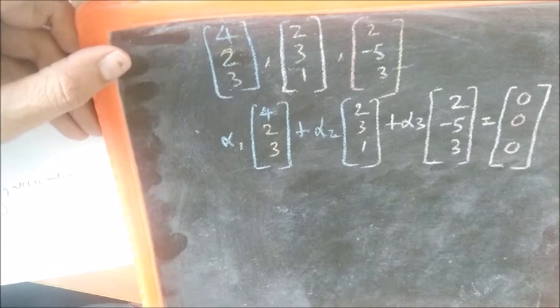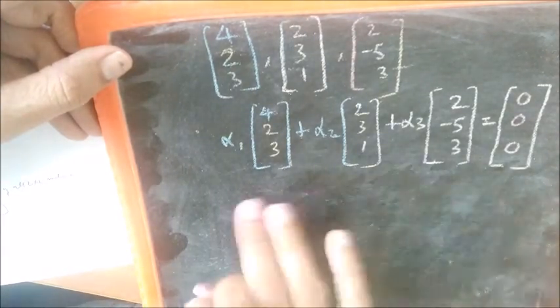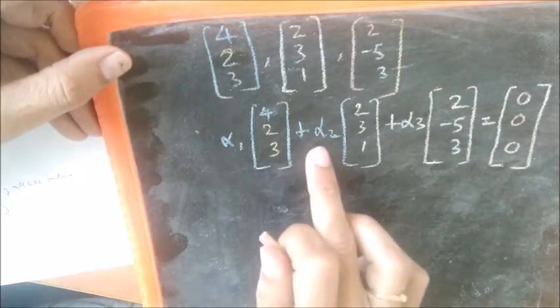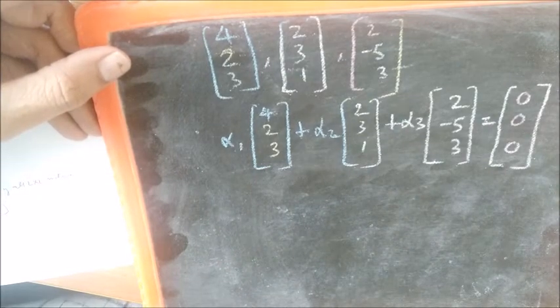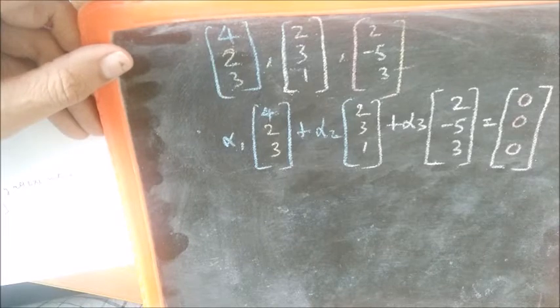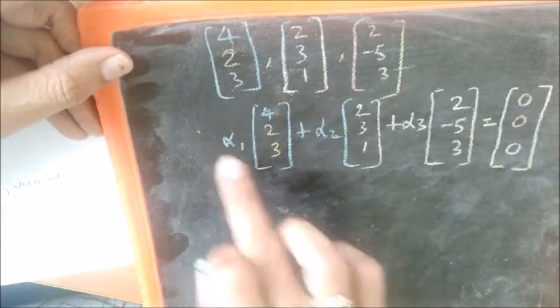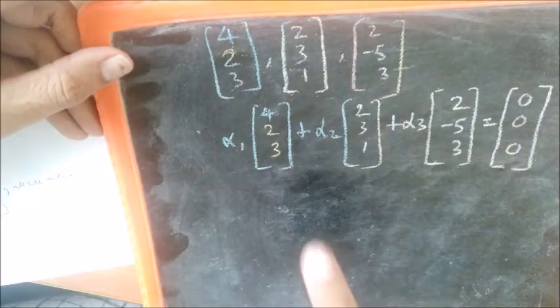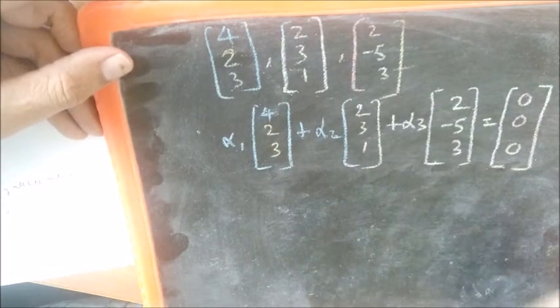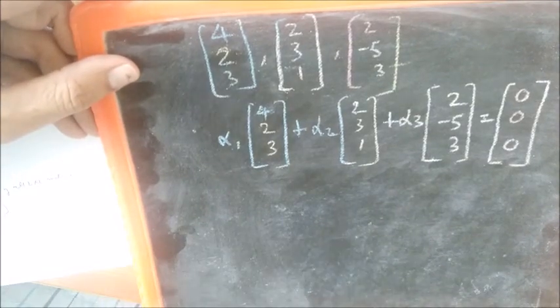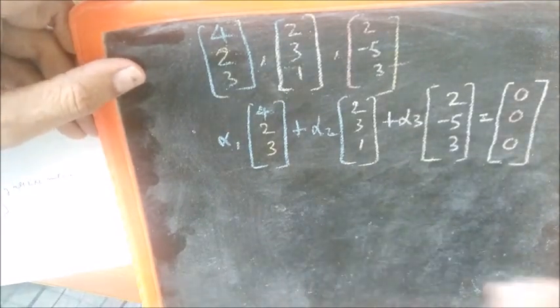So this relation must hold only with alpha 1, alpha 2, and alpha 3 as 0. Otherwise, we should not be able to do this. And when that happens, this becomes a set of linearly independent vectors, that is, vectors (4, 2, 3), (2, 3, 1), and (2, -5, 3). These vectors become linearly independent if we are not able to solve this equation with non-zero values for alpha 1, alpha 2, and alpha 3. So let's find out whether these vectors are linearly independent or dependent.